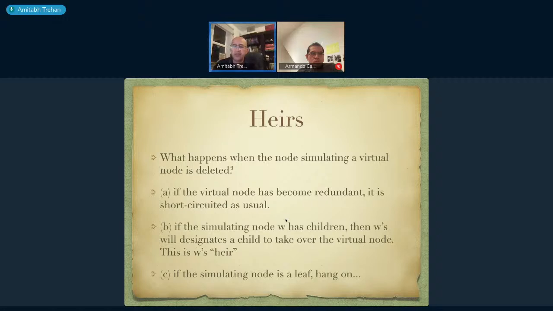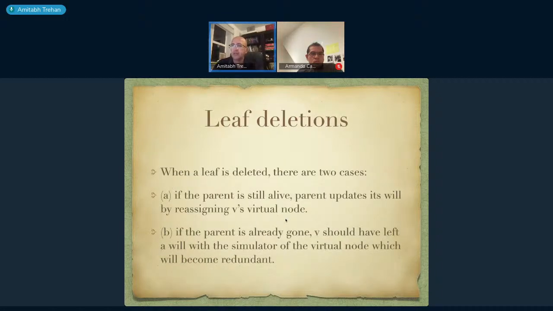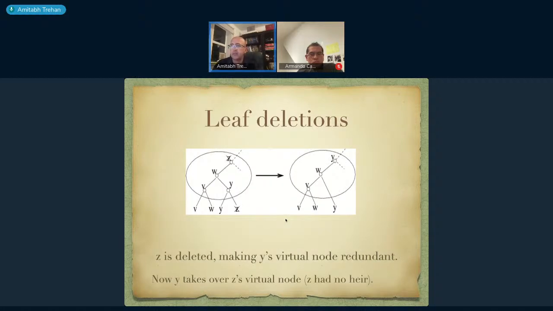Okay, so I've already explained to you what an air is. Basically, I'm just going to skip this part. I think I've also explained basically what happens if a leaf is deleted. Not going into too much detail. There are a couple of different cases when a leaf is deleted and so on.